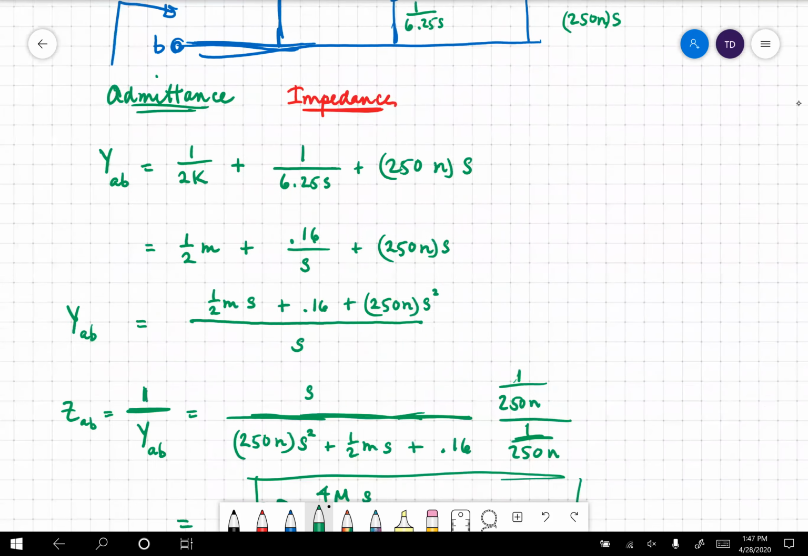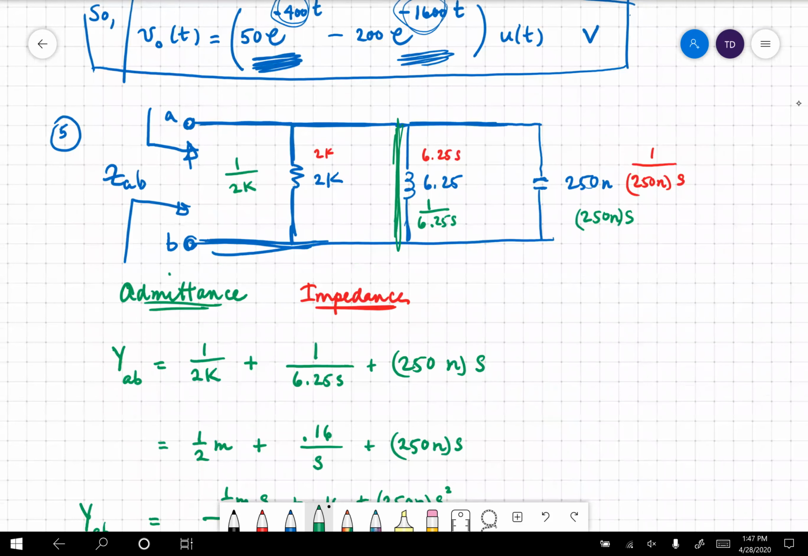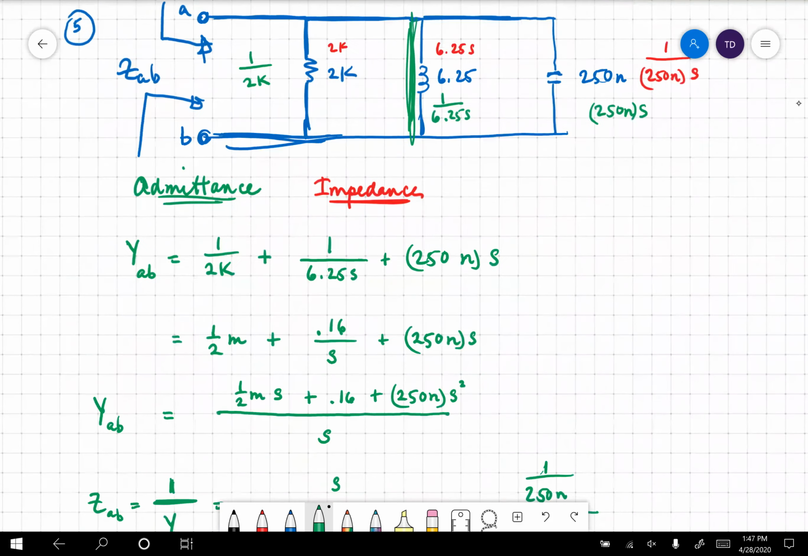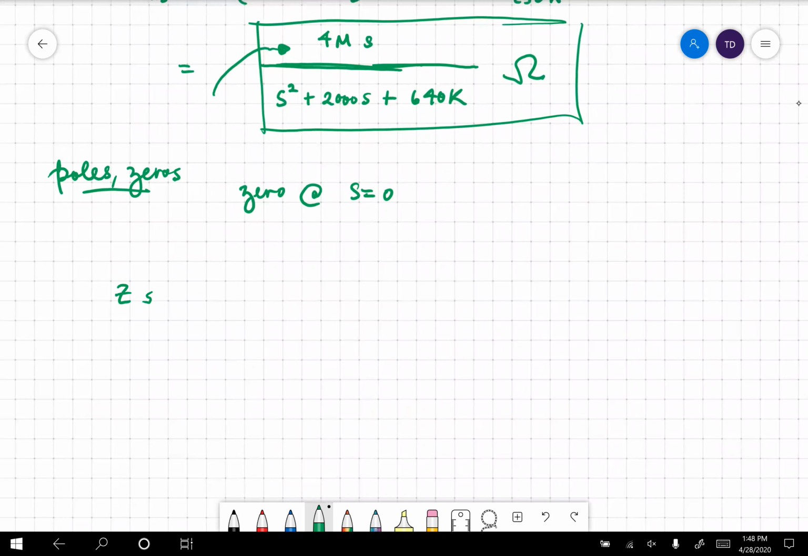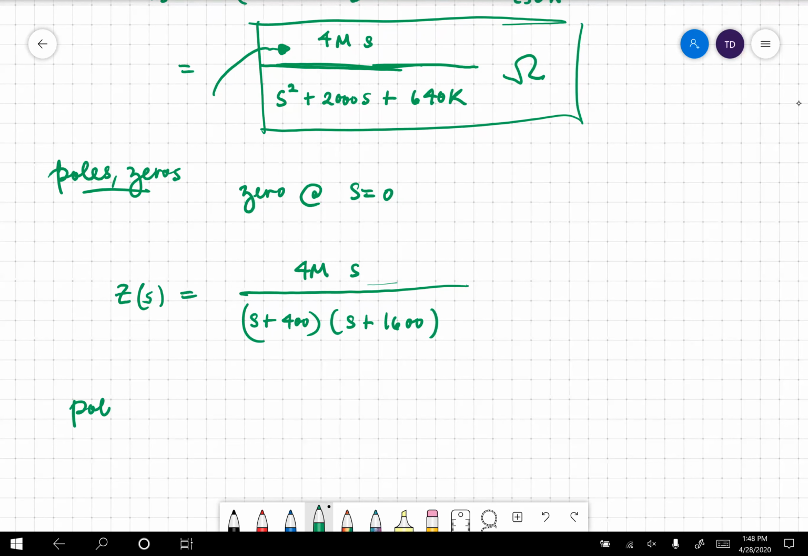Well, let's look at that. At DC, oh yeah, that acts like a short. Oh, a short in parallel with everything is a short. It is indeed 0 at DC. Now, let's take the denominator and factor it as we did before: S plus 400, S plus 1600. And of course, the numerator is the same, 4 meg, which is just a multiplicative constant times S. So the poles are at S equals minus 400, S equals minus 1600.